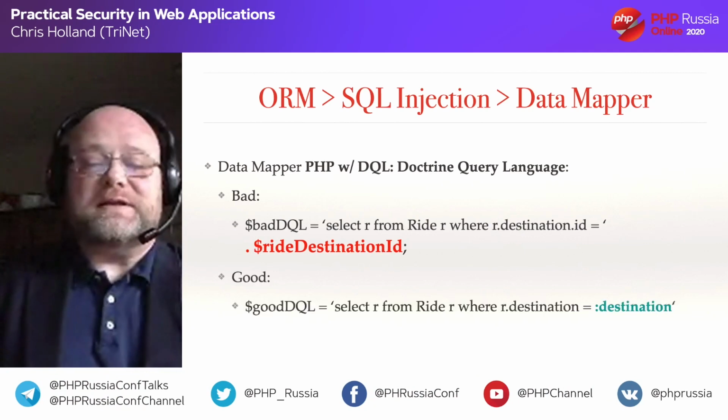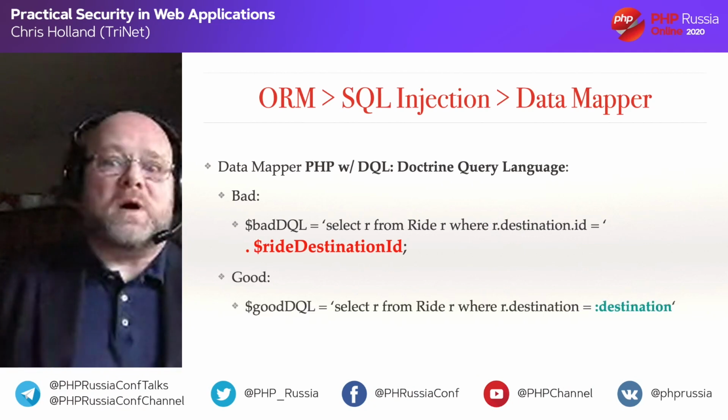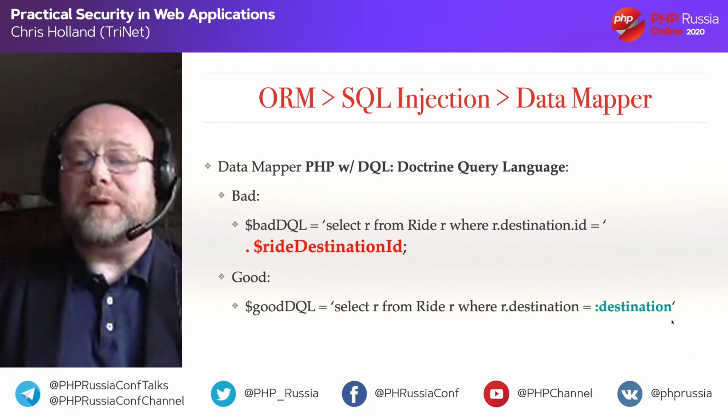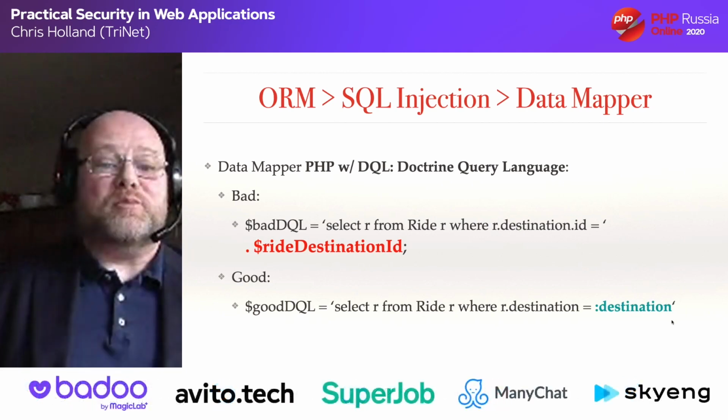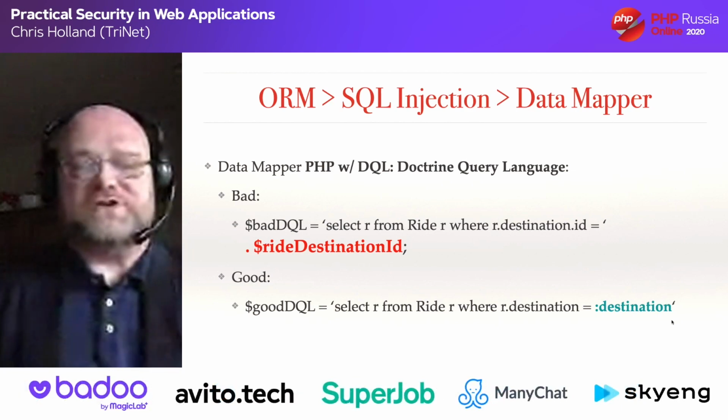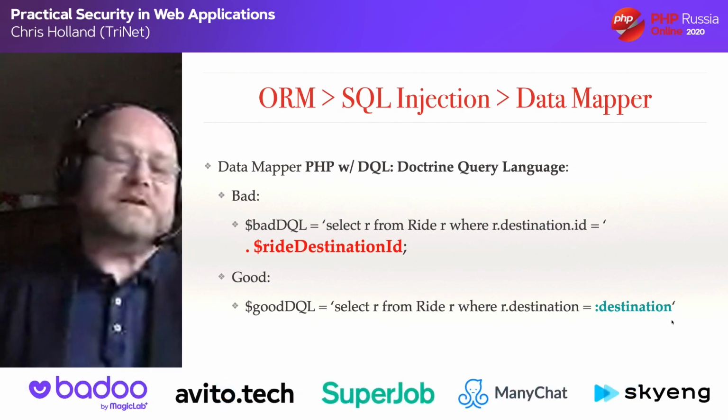Obviously, a better way to do it is just to use the ORM as it is intended, right? With named parameter binding into the string, and preferably referencing an object, instead of referencing just the ID of a destination object, right?